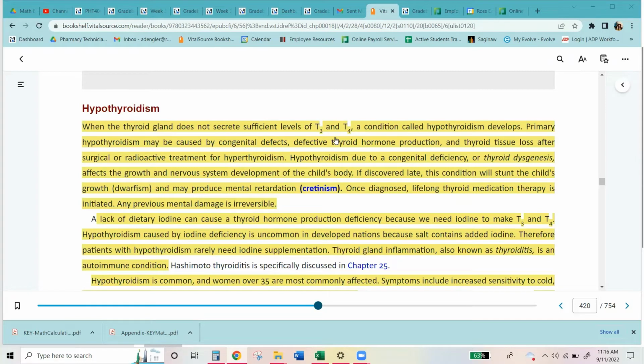It can be caused by congenital defects, defective thyroid hormone production, and thyroid tissue loss after surgical or radioactive treatment of hyperthyroidism. Hypothyroidism due to a congenital deficiency or thyroid dysgenesis affects the growth and nervous system development of the child's body. If discovered late, this condition will stunt the child's growth and may produce mental retardation. Once diagnosed, lifelong thyroid medication therapy is initiated, and any previous mental damage is irreversible.